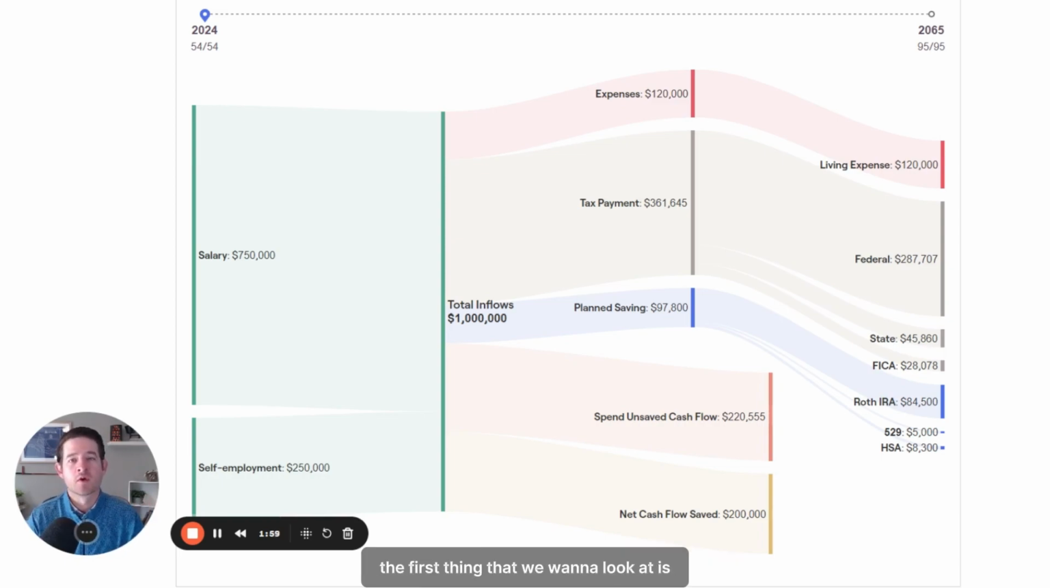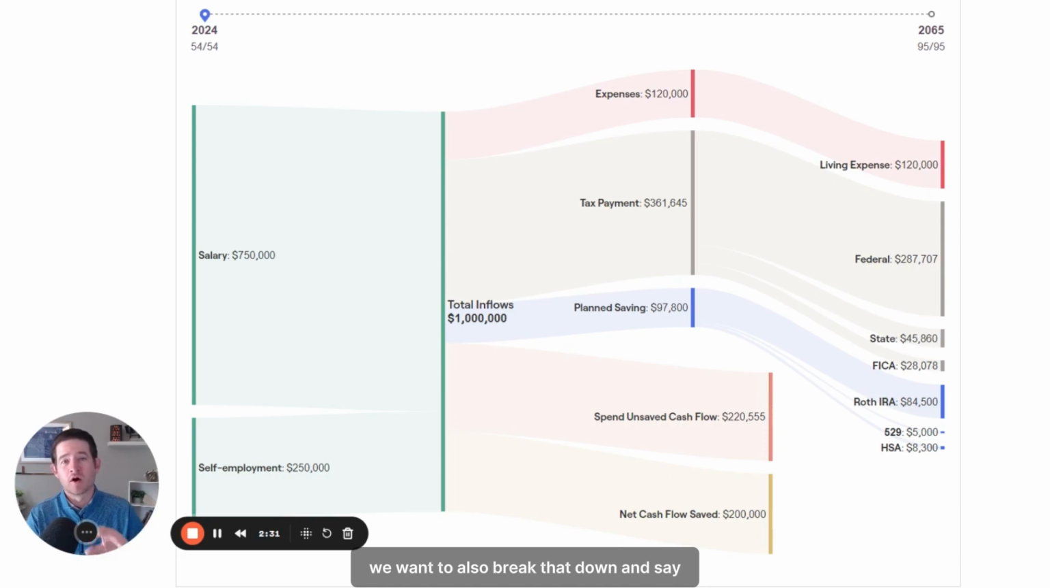The first thing that we want to look at is, what are we anticipating our taxes to be in that year? So this is one of the most important things to look at because, one, we know that it's likely going to be one of your highest lifetime expenses. And two, it's something that we know is going to be owed over the course of the next 12 to 16 months. So in this situation, with $750,000 in salary and distributions, plus our $250,000 in consulting income, we are anticipating a total tax owed of about $361,000.